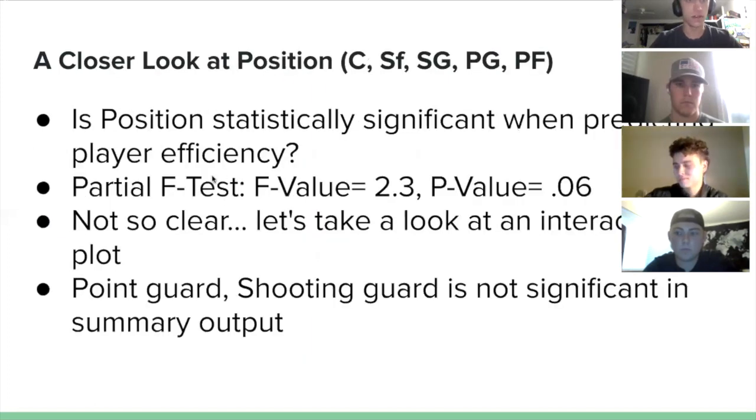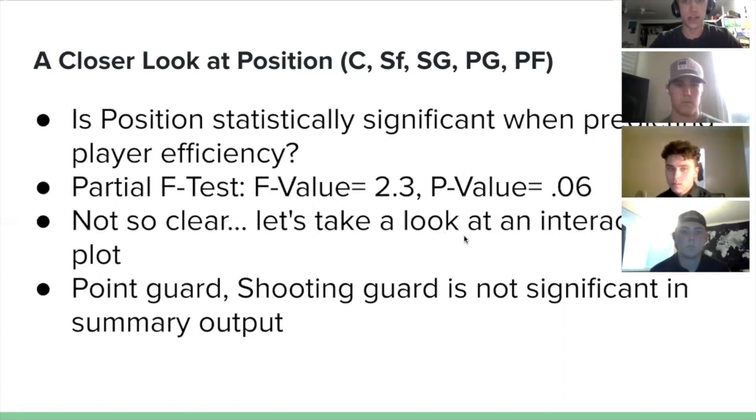Alrighty. So next, we wanted to take a closer look at our categorical variable position. So in order to do this and to test if it's statistically significant when predicting player efficiency, we took a partial F test, including position in the full model, but not in the reduced model. So after taking this test, we found that center, small forward, and power forward were significant predictors, but not point guard or shooting guard. However, with an F value of 2.3 and a p-value of 0.06, these results were a bit unclear.